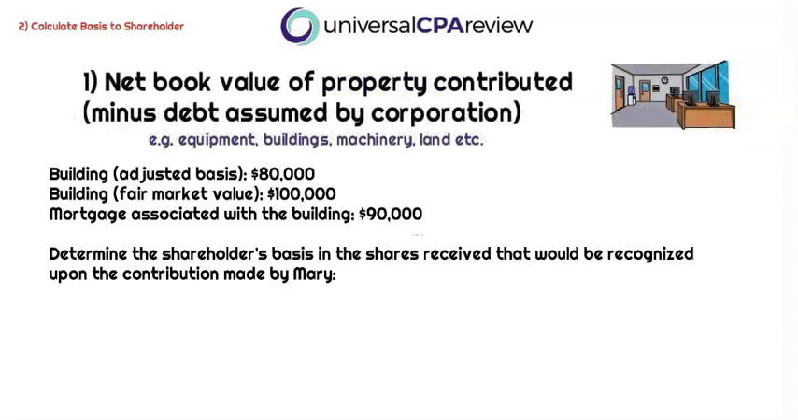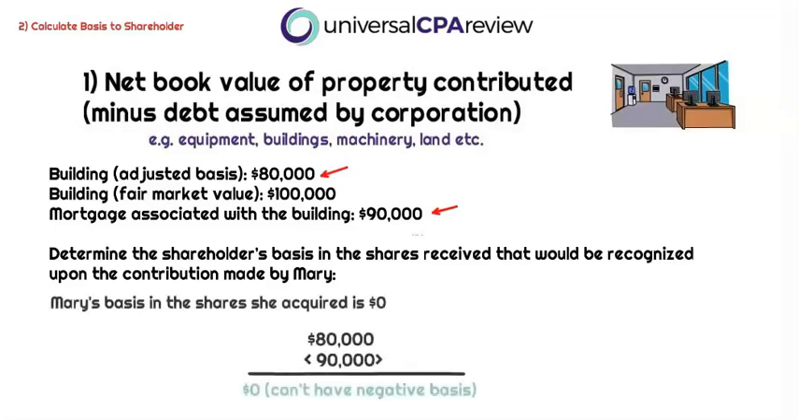All right, so we only have property contributions here. So what does that mean? It's going to be the net book value minus any debt assumed by the corporation. Okay, so net book value $80,000, debt assumed is going to be $90,000, but what did we say? You never, ever, ever have a negative basis. Okay, so the reality is, and what we're going to talk about, is that the excess portion of this is going to be recognized by the taxpayer today as a gain.